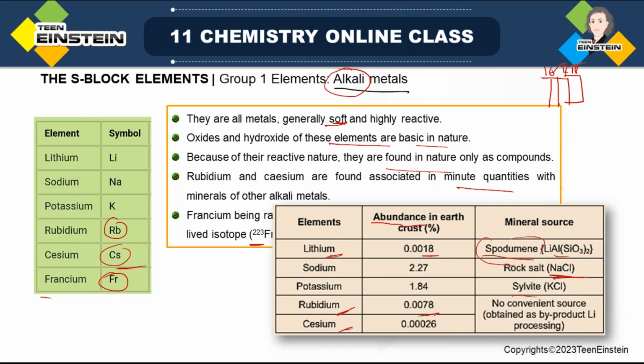Then rubidium and cesium, this is very, very low compared to these two, 0.0078, 0.00026. So this is even lower. There is no convenient source for these two elements, but we can mostly obtain them as a byproduct of lithium processing. So when we do metal extraction from different minerals for lithium, then we can get rubidium and cesium. So there is no direct source for these two, unlike the other three cases.